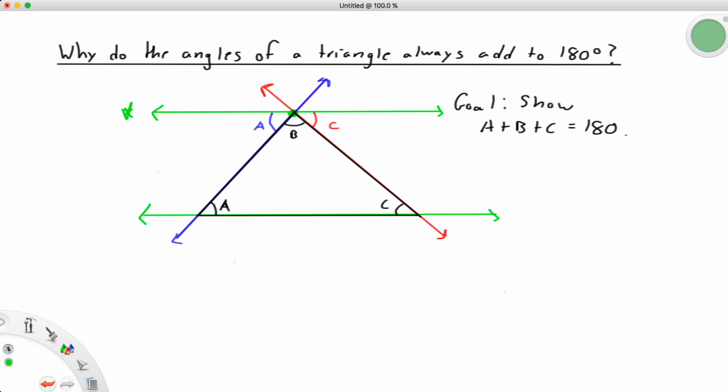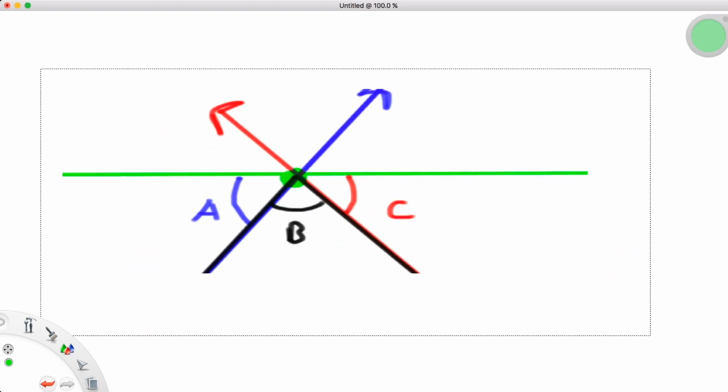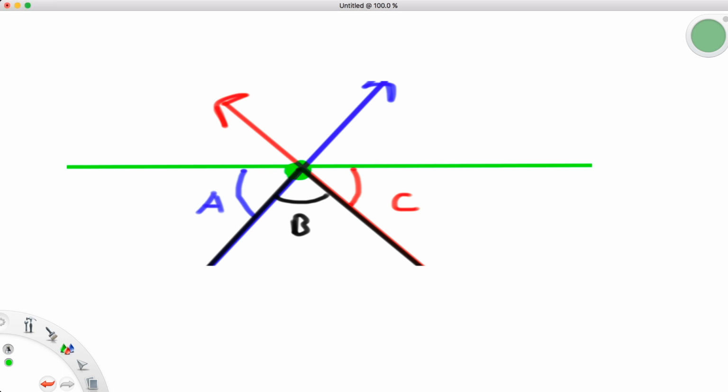And we were able to use alternate interior angles to determine that this angle has measure A and this angle has measure C. And so now let's take a closer look at this region here, because this is going to tell us all that we need to know from now on in order to figure out that these equal 180. So we have this green line. You might be familiar with this in terms of a discussion on supplementary angles. When some number of angles intersect a line, as A, B, and C have with this green line here, they have to add to 180 degrees.